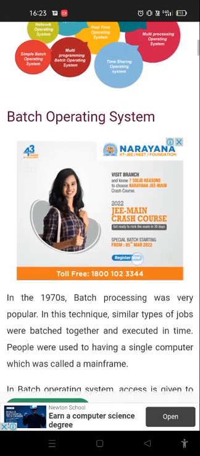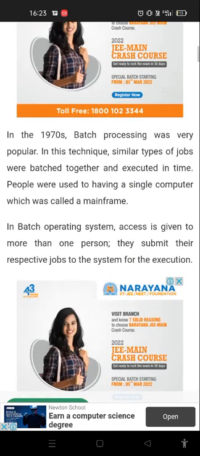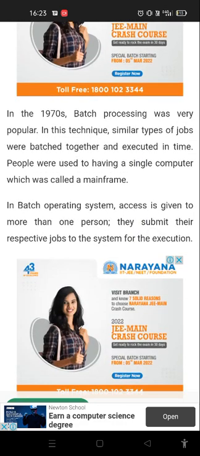So, the batch operating system. In the 1970s, batch processing was very popular. In this technique, similar types of jobs were batched together and executed in time. People were used to having a single computer which was called a mainframe.